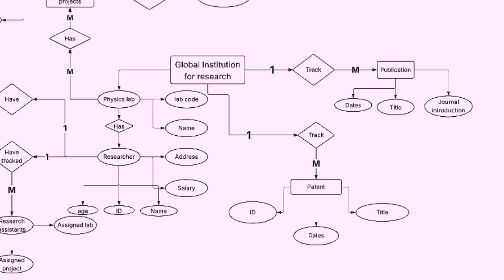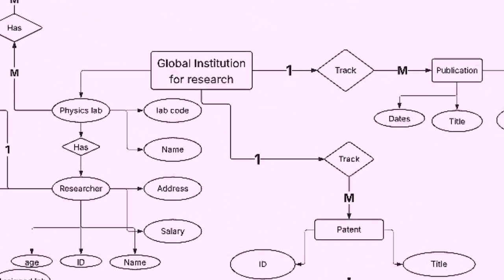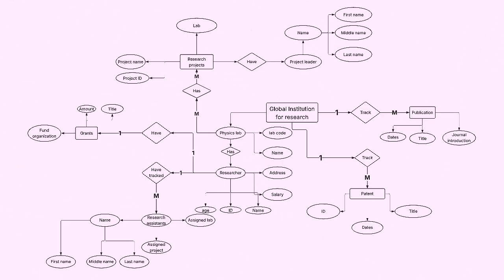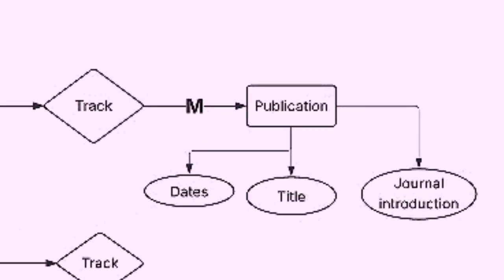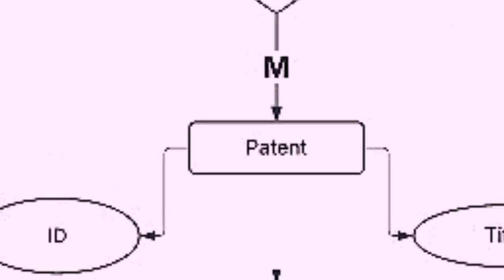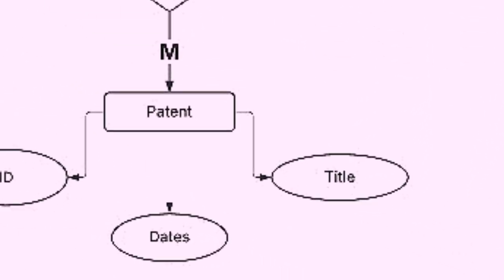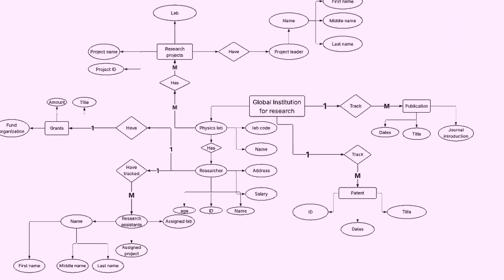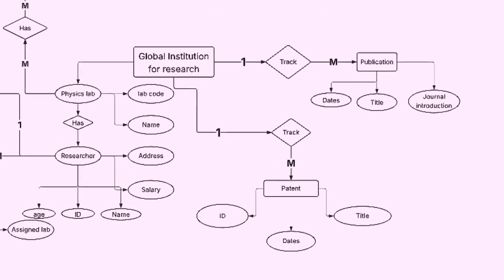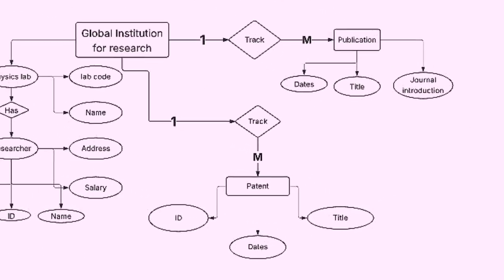Fifth one here is publications and patents. The institution tracks both publications and patents that come out of these research projects. A publication includes attributes such as title, journal information, and publication date, while a patent is identified by a unique patent ID along with its title and filing date. By connecting patents and publications to projects, we ensure that the system can monitor research outputs effectively.